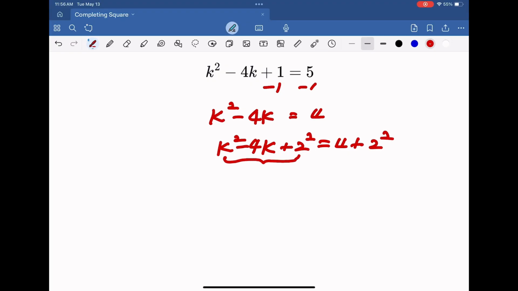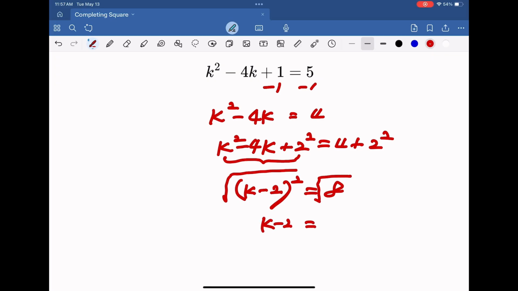k squared minus 4k plus 2 squared is (k minus 2) squared equals 4 plus 4, which is 8. Now you take the square root of both sides. k minus 2 equals plus or minus the square root of 8. Now you add 2 to both sides. k equals 2 plus or minus the square root of 8.